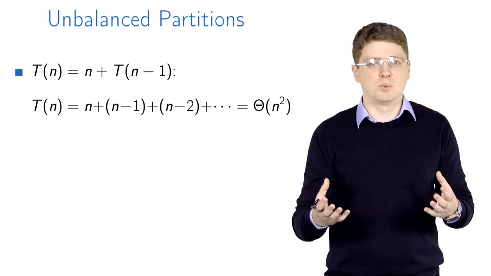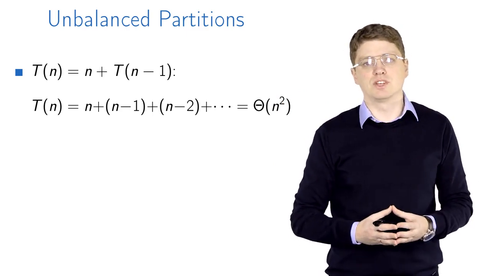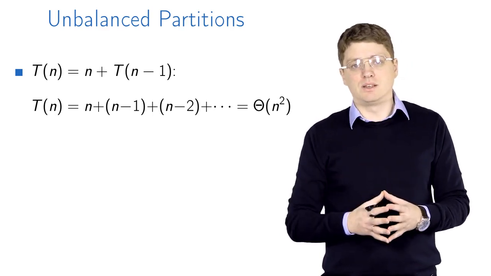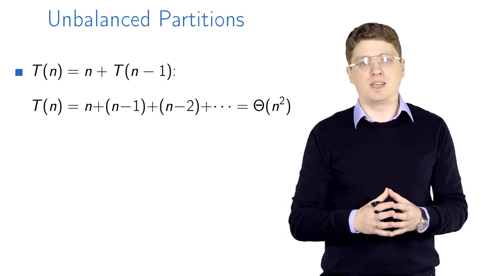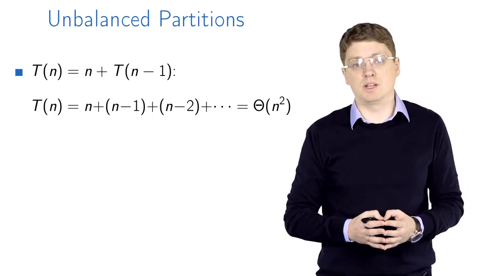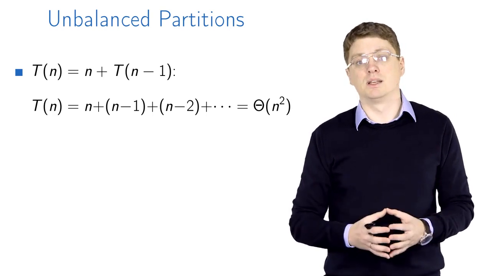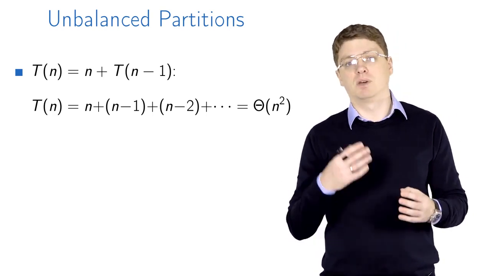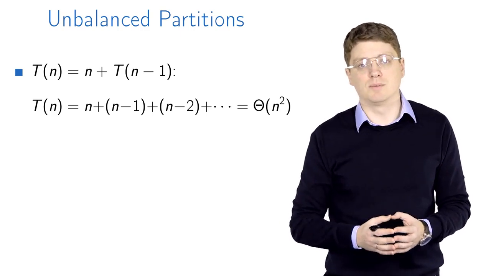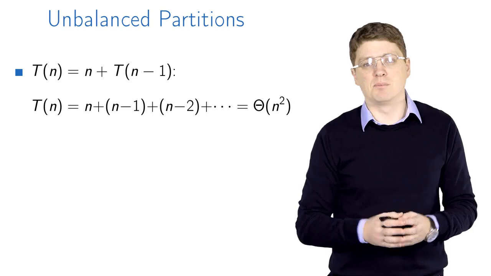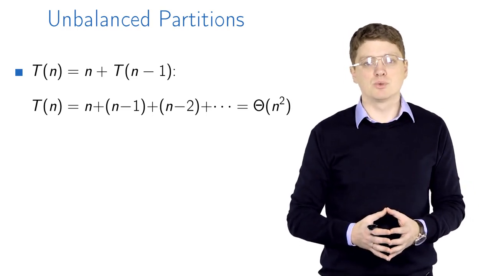So now let's see what is the solution for this recurrence relation. Well, we can just unwind this recurrence relation term by term. So we have n plus T of n minus 1. Let's replace T of n minus 1 by n minus 1 plus T of n minus 2. Then we replace T of n minus 2 by n minus 2 plus T of n minus 3. And we keep doing so. So what is left is the following sum: n plus n minus 1 plus n minus 2 and so on.